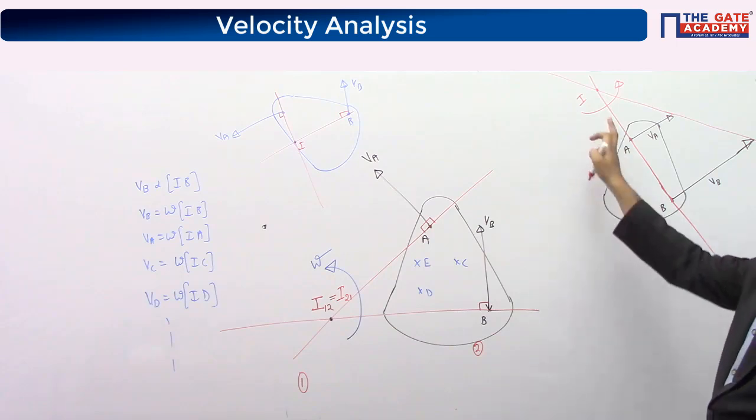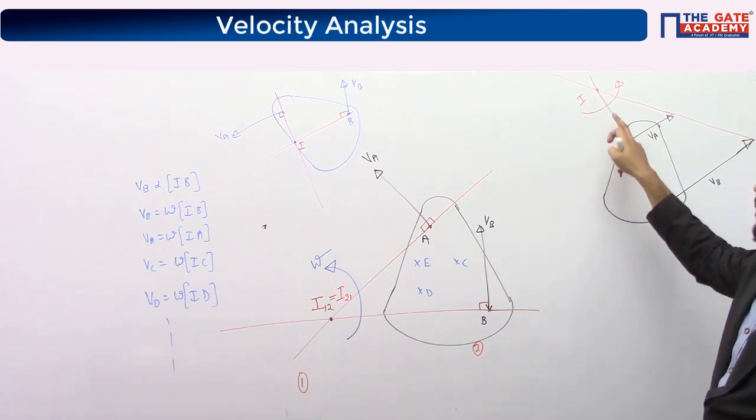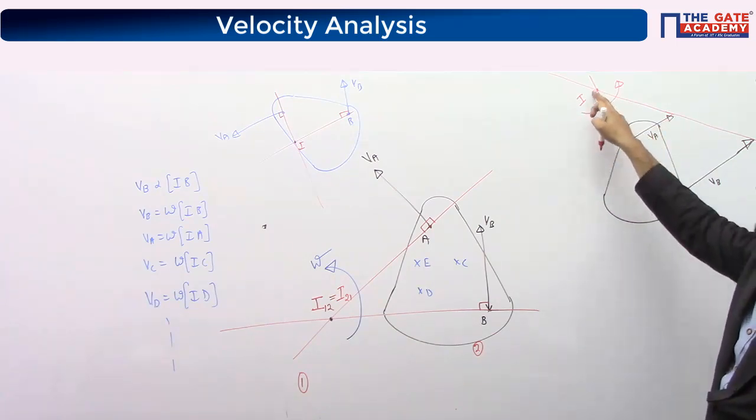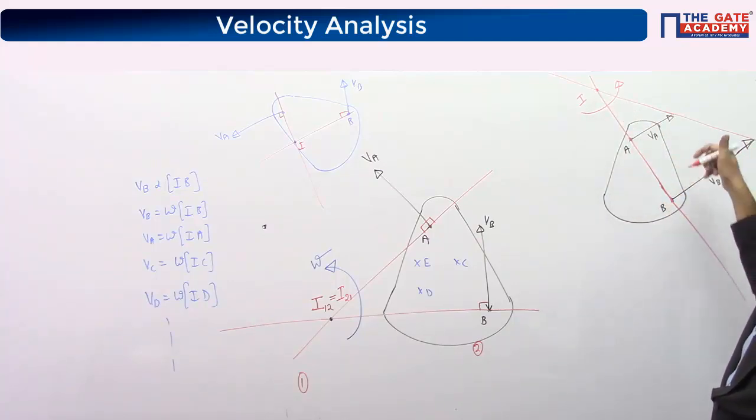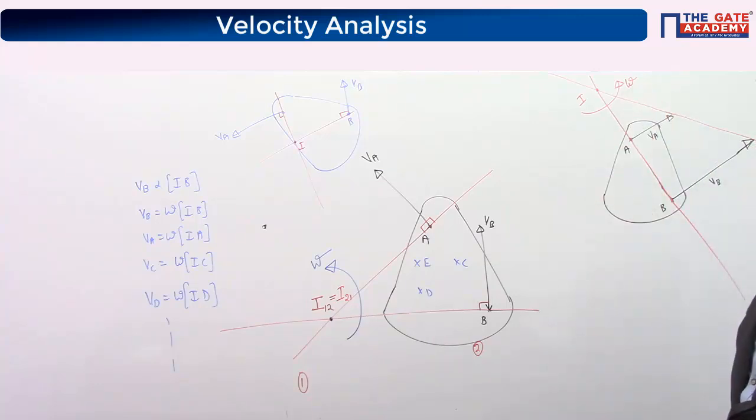At this instant, it is rotating about this point. So velocity is directly proportional to displacement, okay? Velocity of this point is r times omega. Since radius is more, velocity is more. But omega is same for both the points.